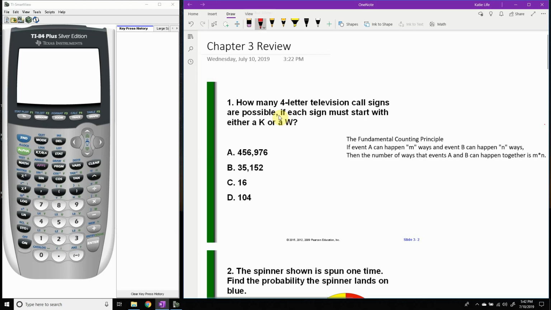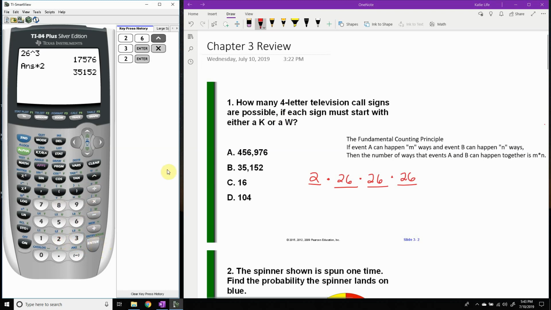Now, essentially, this is what's going to happen in this problem because I have 4 events. I have 4 letters to fill in this television call sign. There's only one stipulation. The first letter for each sign has to start with either a K or a W. So there's only 2 options to enter that first letter. Everything else could be any other letter of the alphabet, which there are 26 of them. So we fill in 26s for the other 3 letters of our television call sign. So 26 cubed times 2 will be 35,152.